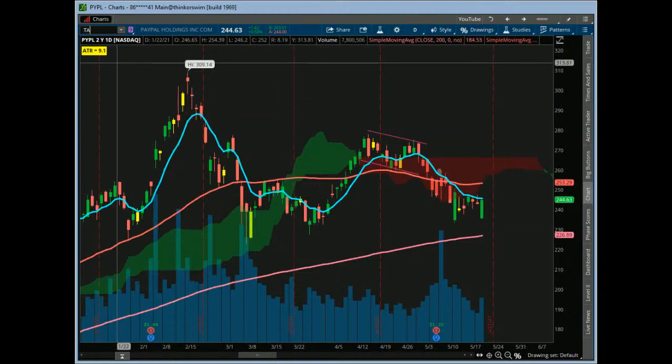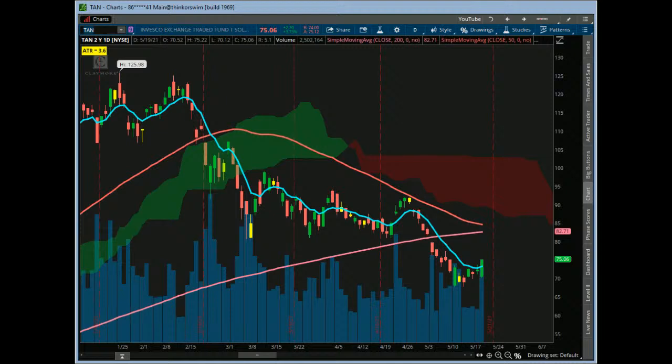And then TAN, the solar names were great today as well. Yeah, beautiful sector. Good stuff. Nice engulfing candle on that one. SPWR, like Shirley mentioned earlier, was really, really great.